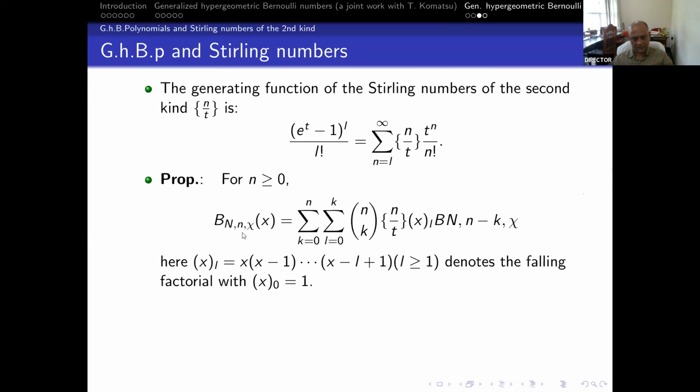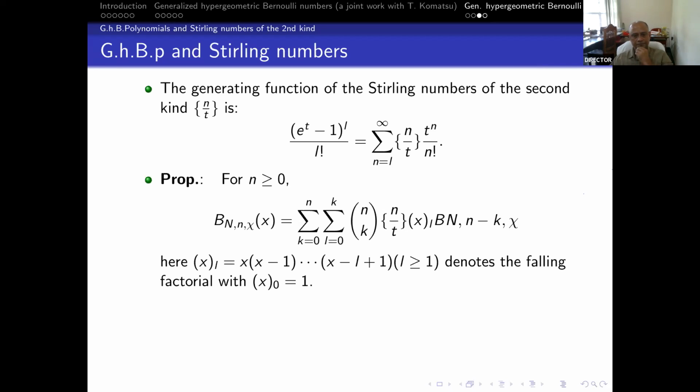And our generalized Bernoulli polynomials are in fact, there is a typo here. This should be B_n, and this should be B_{n-k,χ}. So these Bernoulli polynomials can be written in terms of these generalized Bernoulli numbers as well as the Stirling numbers. And here (x)_k is the falling factorial, with x not equal to 1. So this is another nice relationship that one gets.